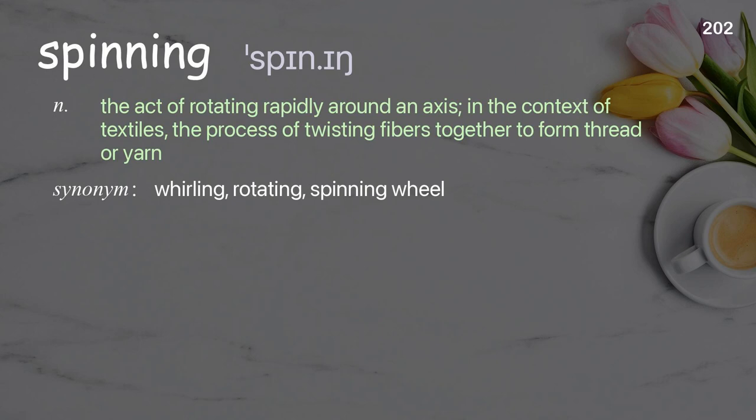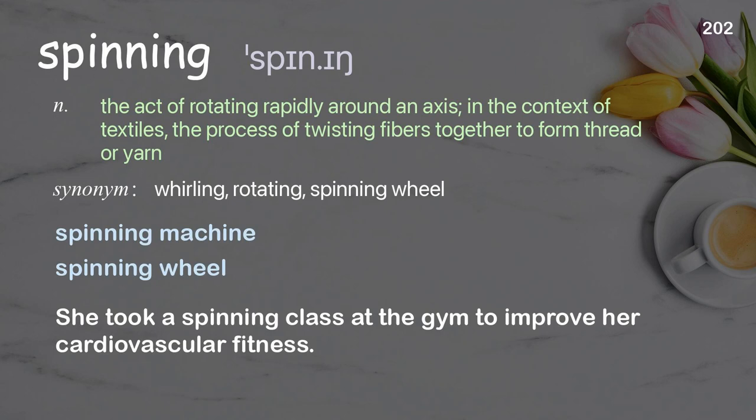Spinning. The act of rotating rapidly around an axis, in the context of textiles, the process of twisting fibers together to form thread or yarn. Examples: spinning machine, spinning wheel. She took a spinning class at the gym to improve her cardiovascular fitness.